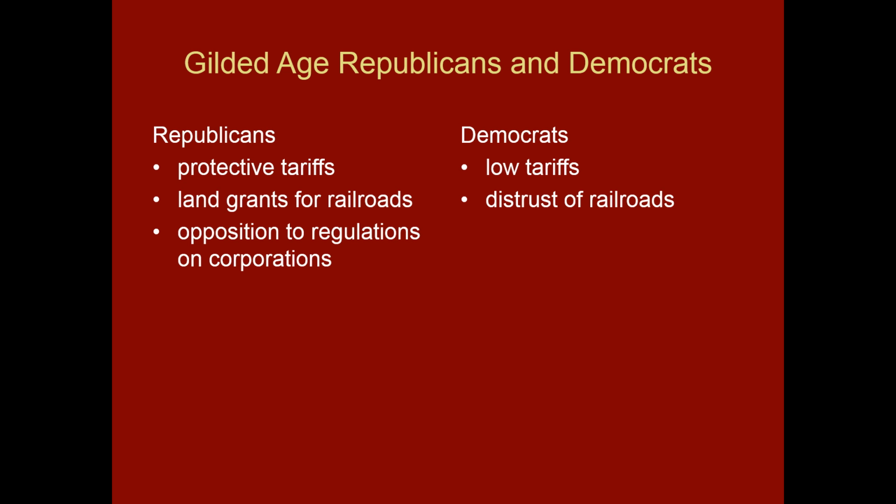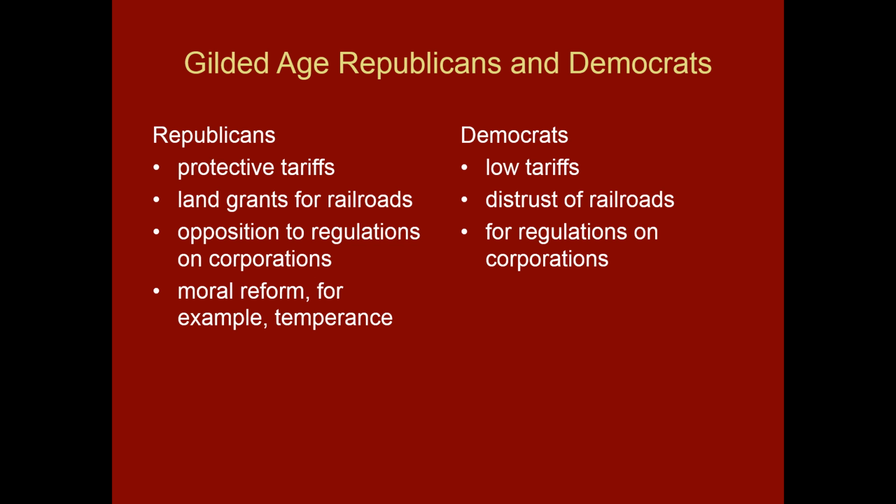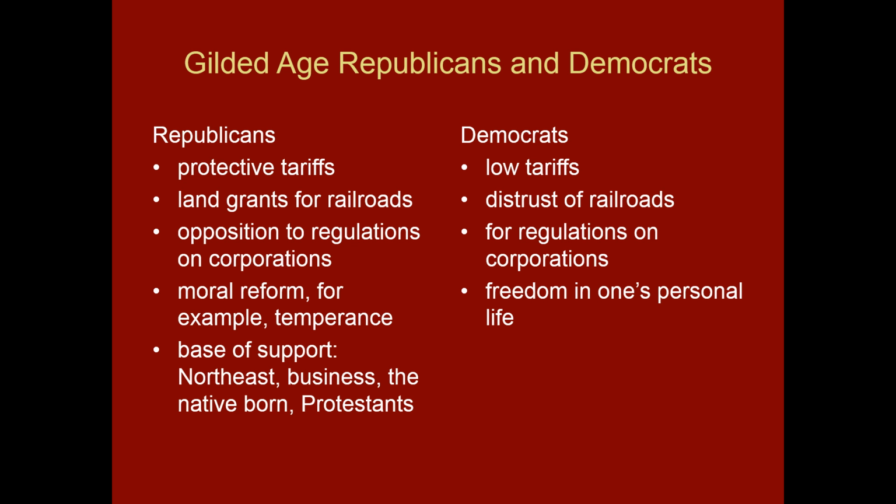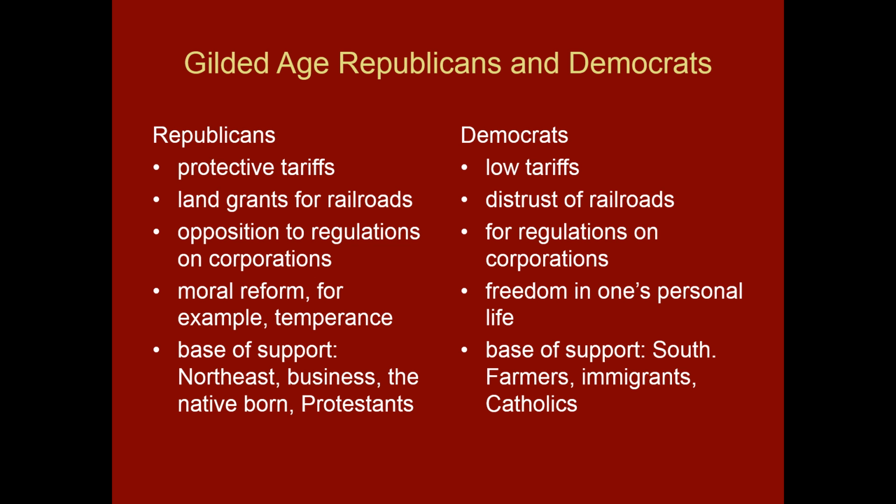Republicans defended the independence of corporations. They were generally opposed to regulations. The Democrats were for them, for protection against the corporations gaining too much power. The Republicans, like the Whigs before them, believed in moral reform, for example, the temperance movement. The Democrats emphasized freedom in one's personal life. They didn't want any kind of government interfering in the personal decisions that people made. The Republicans' strongest base of support was the Northeast, business, the native-born, and Protestants. Democrats had their strongest support in the South, among farmers, immigrants, and Catholics.